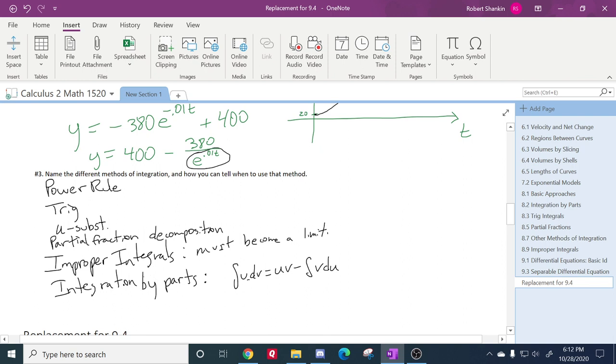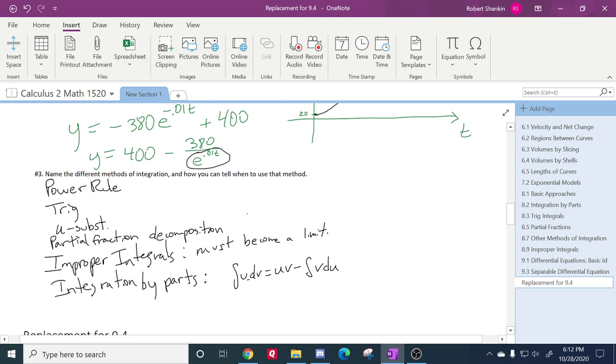When you were doing the individual sections, you knew what to do, but on a test, that's a big complicating factor. You don't know which one you're going to use, so think about that as you're getting ready for the exam. All right, partial fraction decomposition.